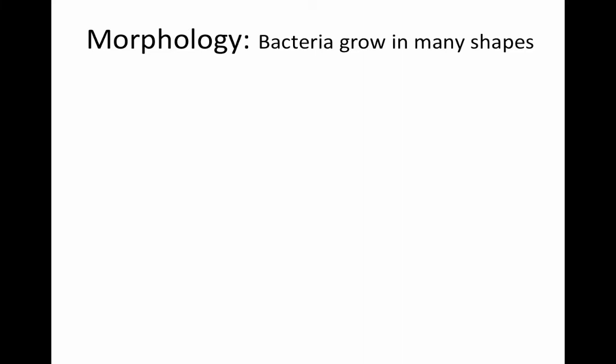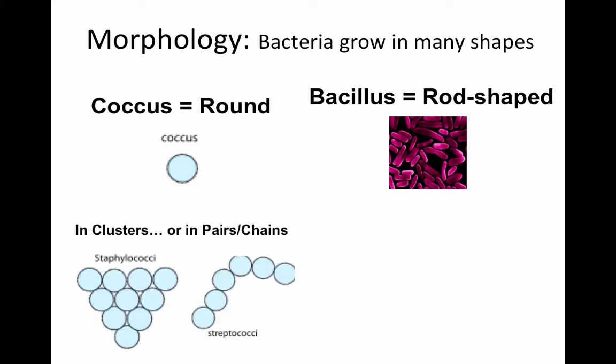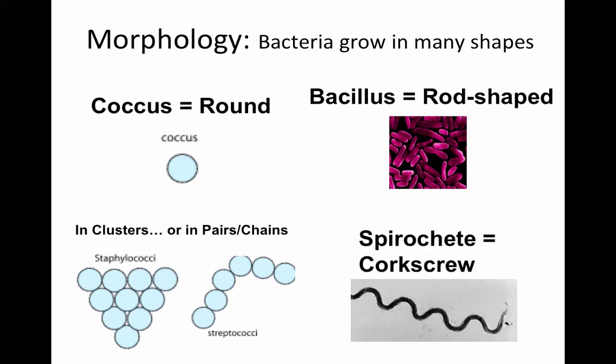Bacteria grow in many different shapes, so they could be round, called coccus, or rod-shaped, bacillus. The coccus might present in clusters where they look kind of like grapes, like the staphylococci right there on the left, or maybe in chains or pairs. And then spirochetes tend to look like a corkscrew under the microscope.